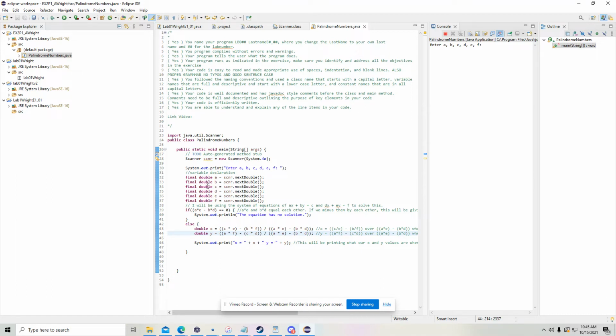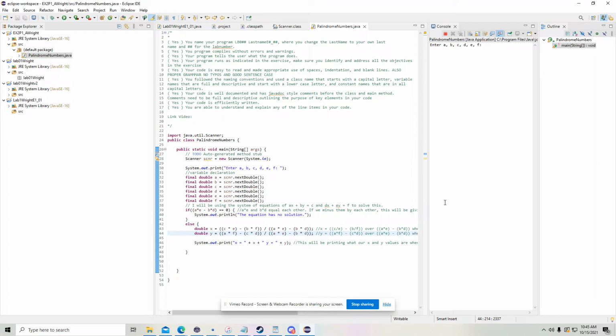I declared my doubles as final because they're supposed to be real constants, so they're fully declared. And because of our systems of equations, I will be using ax plus by equals c and dx plus ey equals f to solve this.